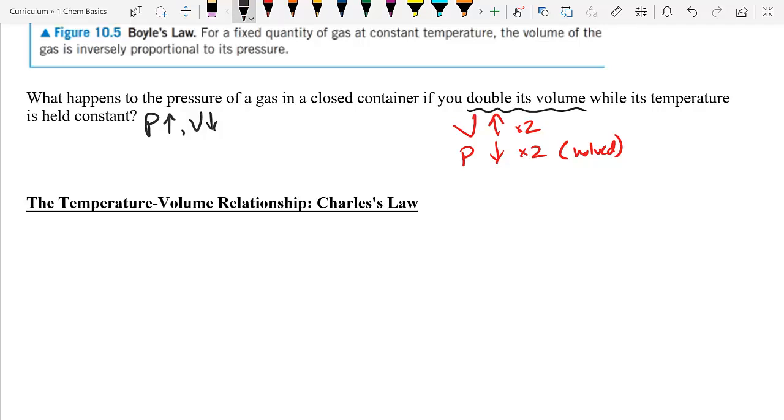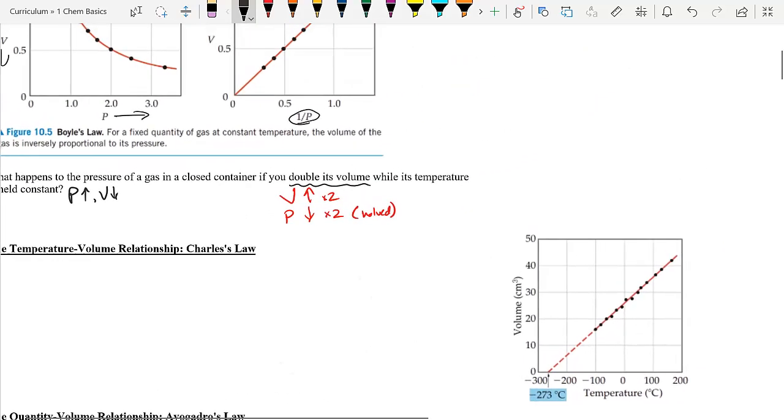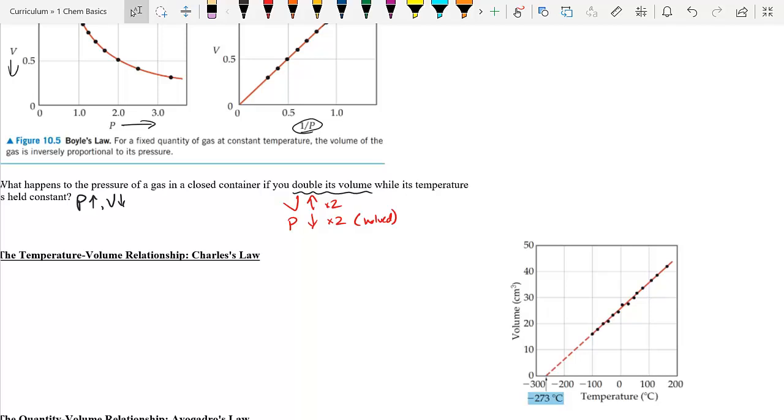Now, next thing that we want to look at here is the relationship between temperature and volume. When we take data, what we notice here is that as the temperature rises, the volume also rises. So we have a direct relationship, a direct correlation. The volume is directly proportional to the temperature, or the temperature is directly proportional to the volume.